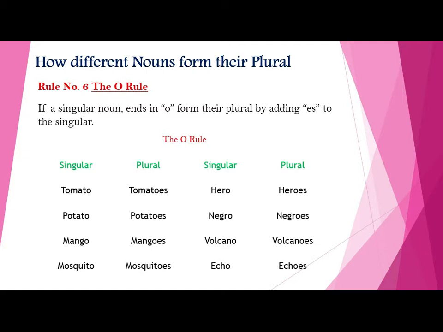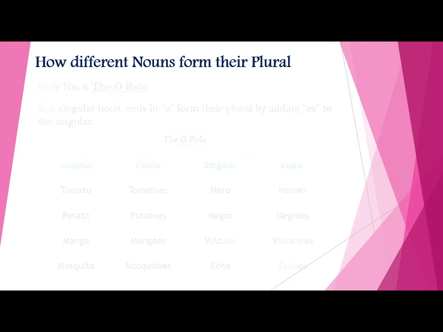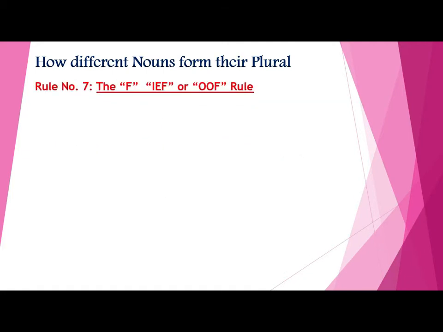Now we will learn about rule number 7, the F, IEF or double OF rule. According to this rule, nouns ending in F, IEF or double OF make their plural by adding only S. Friends, according to this rule number 7, if our noun ends in F, IEF or double OF, make their plural by adding only S.